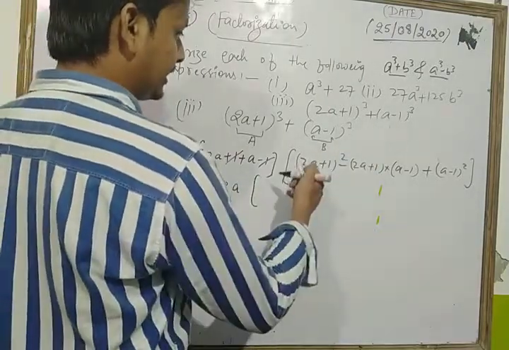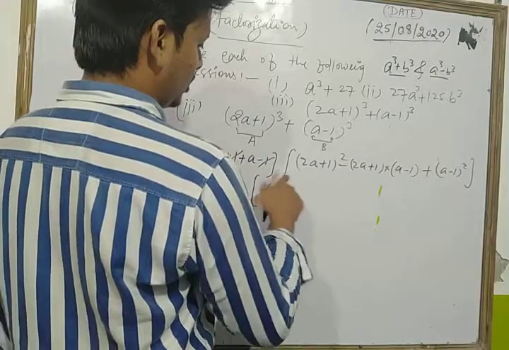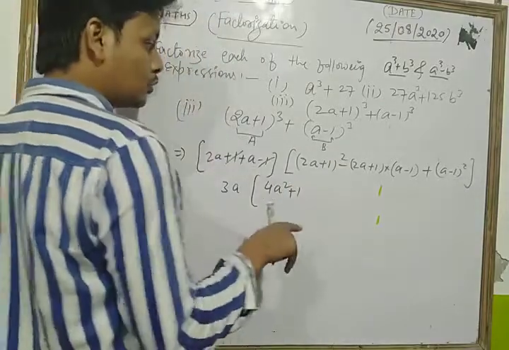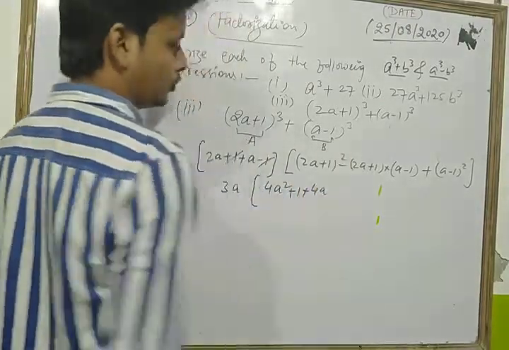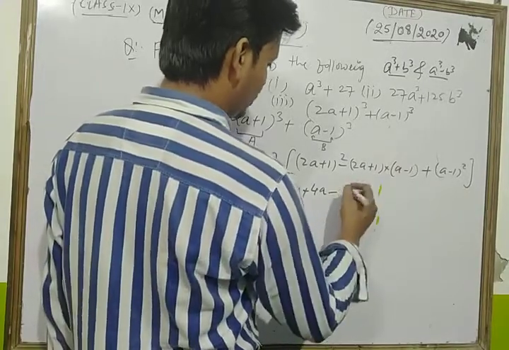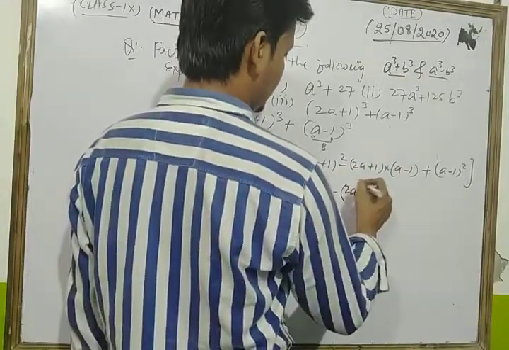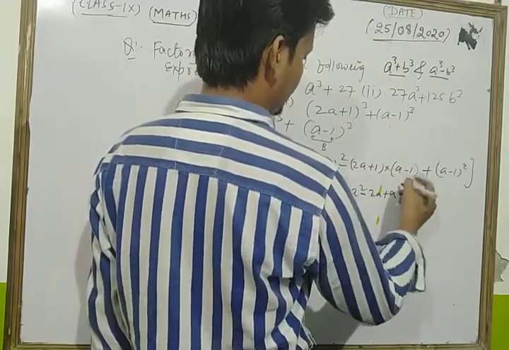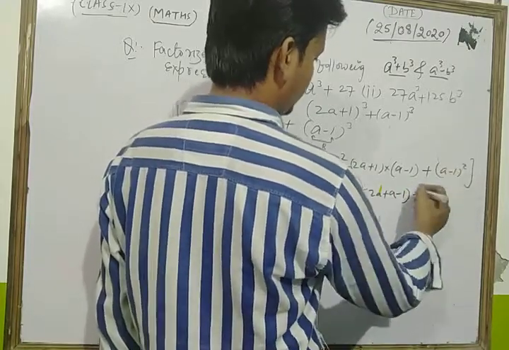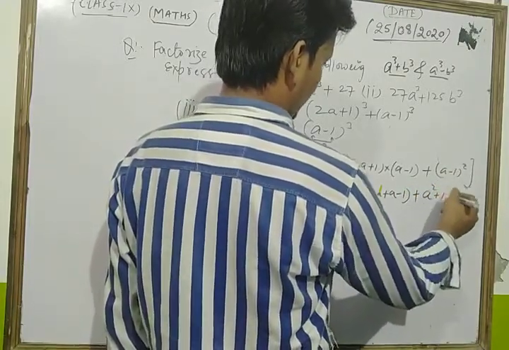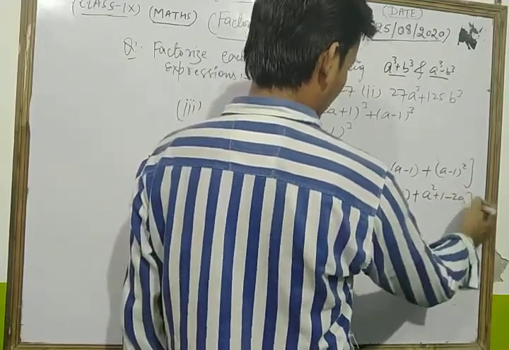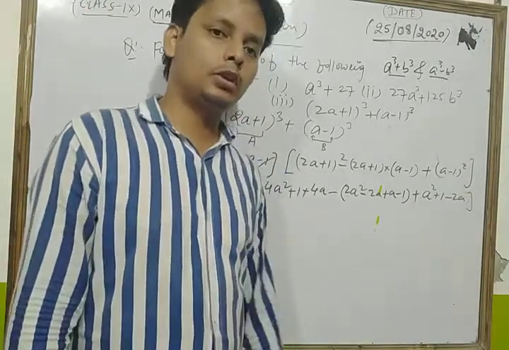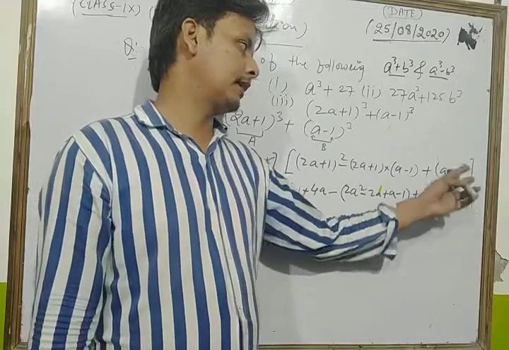Now we solve within the brackets. We expand (A + B) whole square: A square means 4a square, plus B square means 1, plus 2AB, that is 2 times 2a times 1, as 4a. Now we multiply the values in the bracket: 2a square minus 2a plus a minus 1. And we expand A minus B whole square, which is A square plus B square minus 2AB, so we write A square plus B square and minus 2AB as minus 2a.